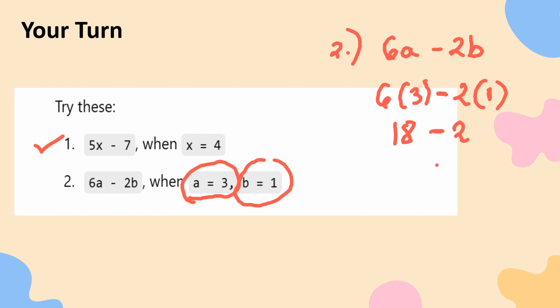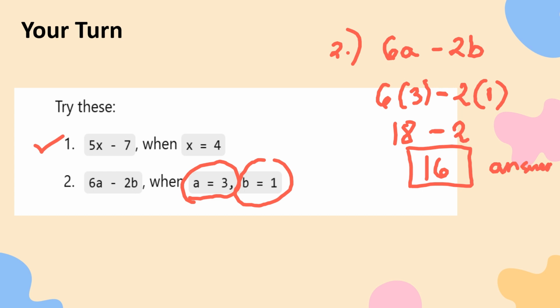So we will now subtract 2 from 18. What is 18 minus 2? That would now be 16. So that is now our answer.